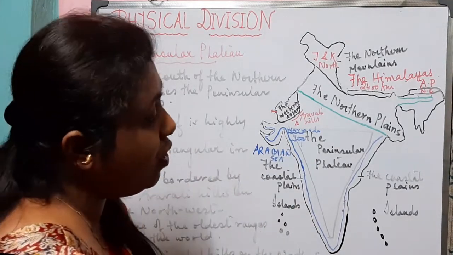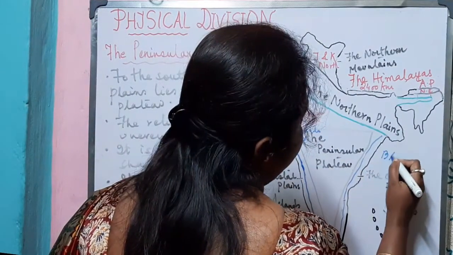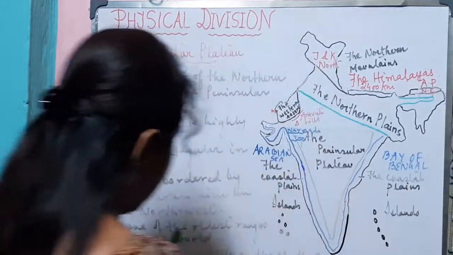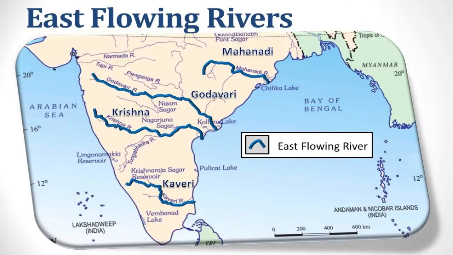There are some other rivers which flow from west to east and drain into the Bay of Bengal, and they are called the east flowing rivers, like the Godavari, the Krishna, the Kaveri, the Mahanadi. So these are the east flowing rivers.